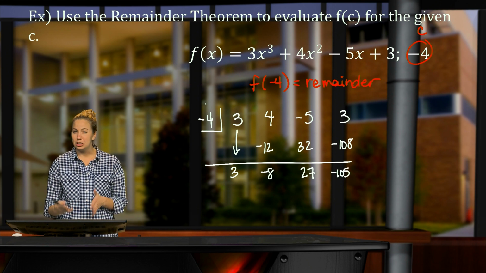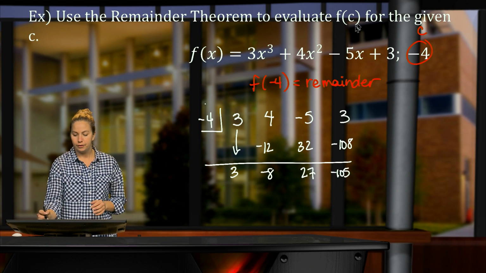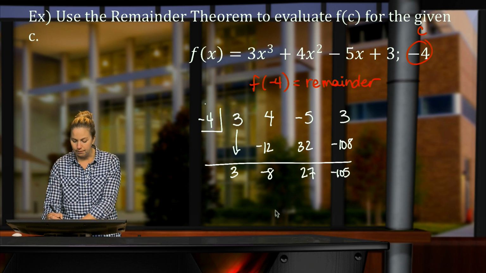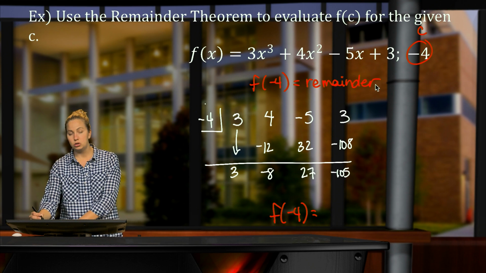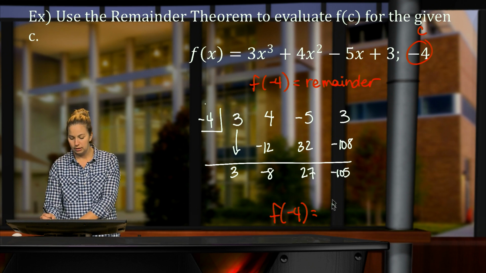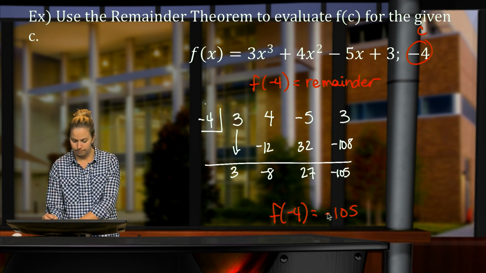Now, again, going back to the directions, they want us to evaluate f of c. F of c, c was negative 4, is equal to the remainder. What's our remainder? Negative 105.